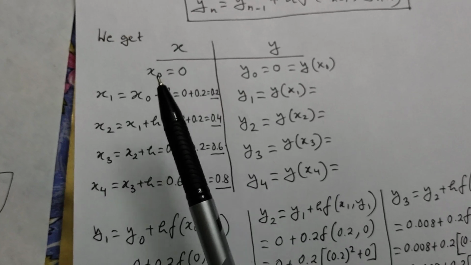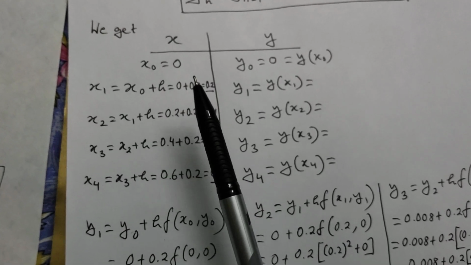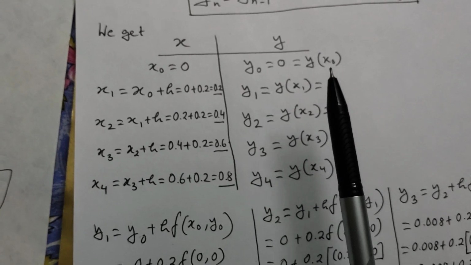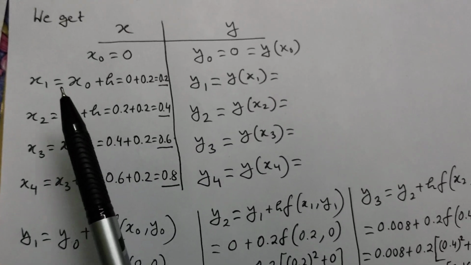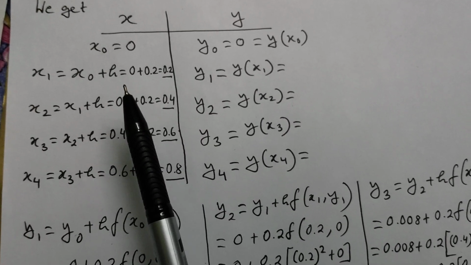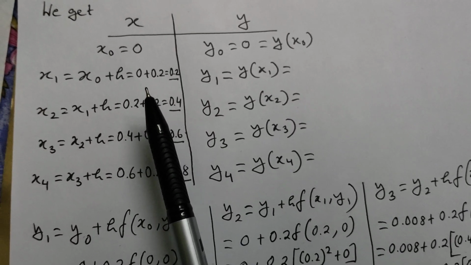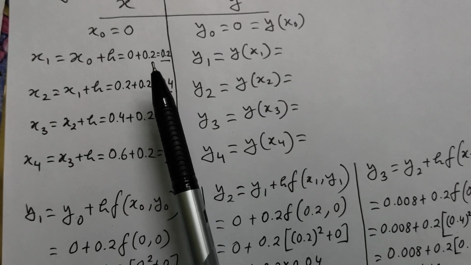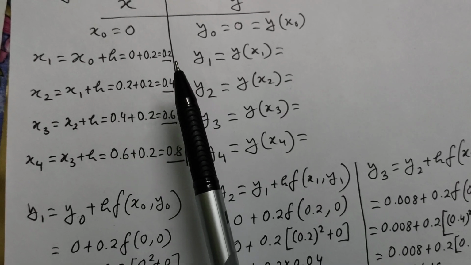So the initial value of x, that is x0 = 0, and for that y0 = 0, it is also given, and that is equal to y(x0). Now x1 = x0 + h = 0 + 0.2. 0 is the value of x0 and 0.2 is the value of h, so 0.2.